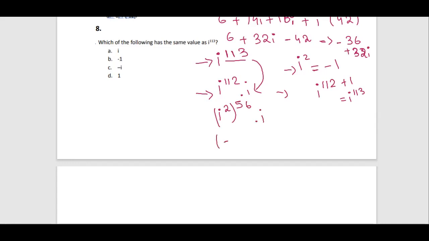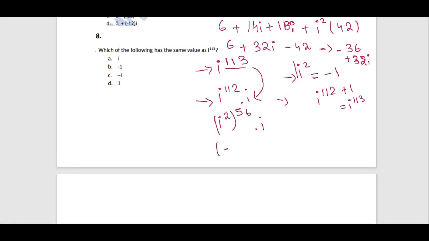i square is -1. We know this from here. -1 to the 56 into i. Now, whenever we have -1 to an even power, let's say if we have -1 to the 2, -1 to the 4, -1 to the 50, any even power would make -1 a positive number. So we have 1 into i, that is i. So A is the answer, right?